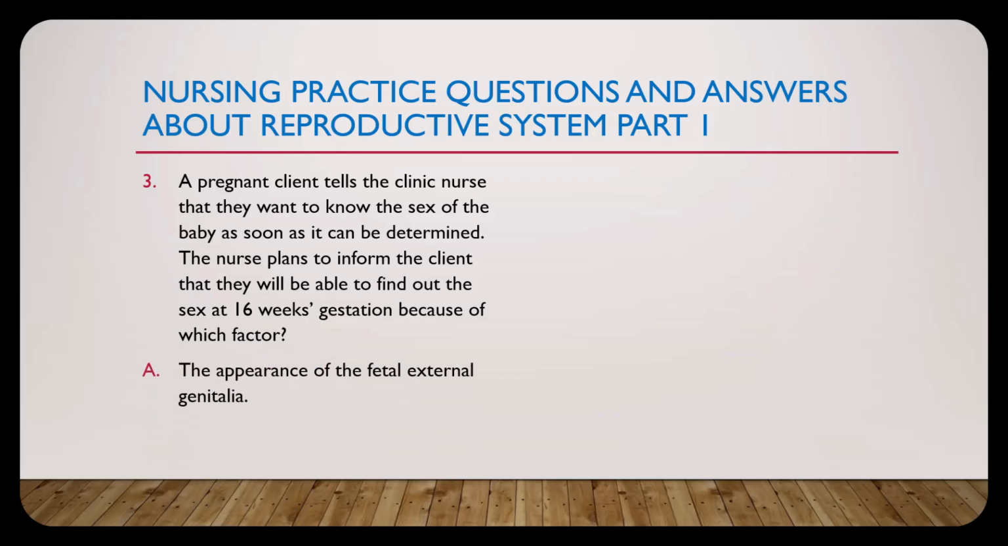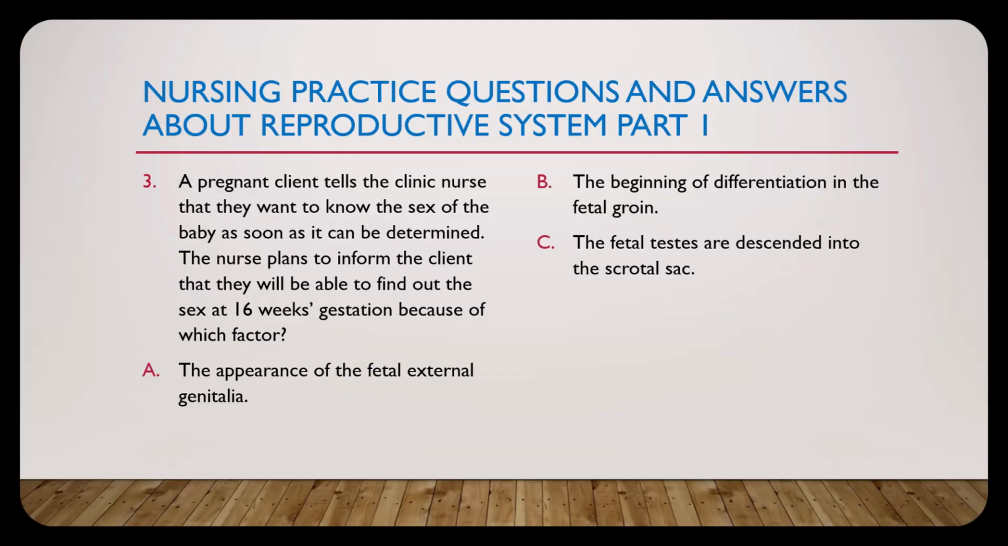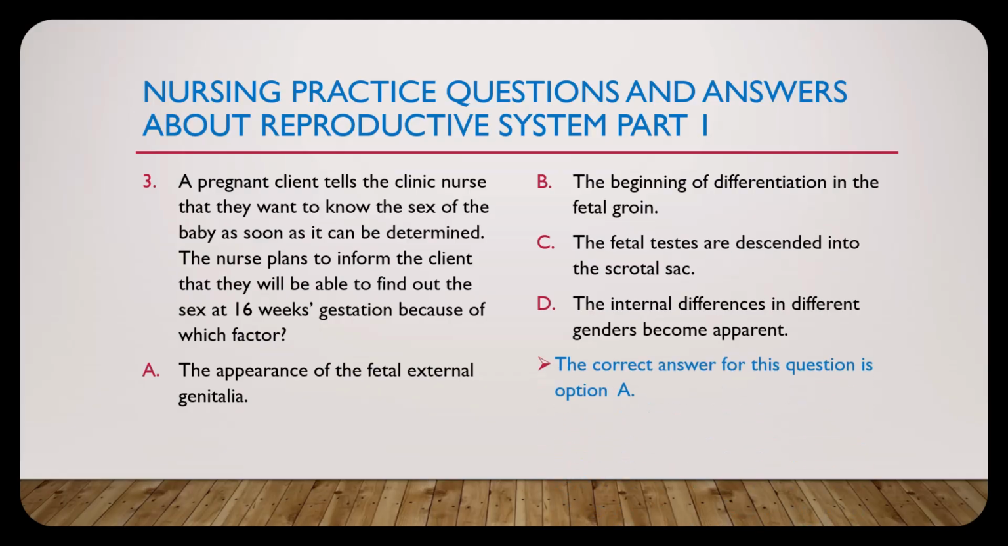Option A, the appearance of the fetal external genitalia. Option B, the beginning of differentiation in the fetal groin. Option C, the fetal testes are descended into the scrotal sac. Option D, the internal differences in different gender become apparent. The correct answer for this question is option A, the appearance of the fetal external genitalia.